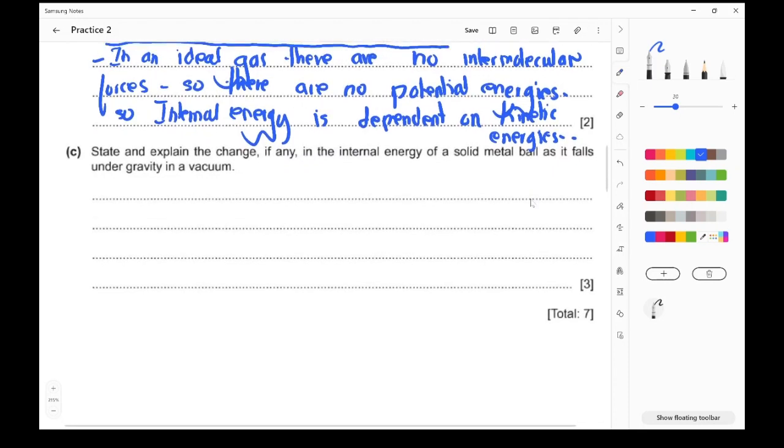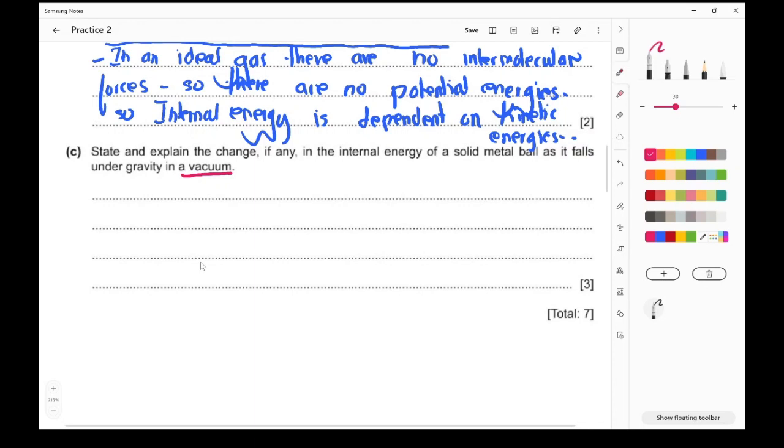State and explain the change, if any, in the internal energy of a solid metal ball as it falls under gravity in a vacuum. So we have the vacuum over here. So a ball is actually falling in a vacuum. If it is actually falling in a vacuum, that means there are no frictional forces. And all the GPE is being converted into kinetic energy. Overall kinetic energy, not the internal kinetic energy. We are not dealing with that. So the thing is, if there are no frictional forces, there is no heat generated.